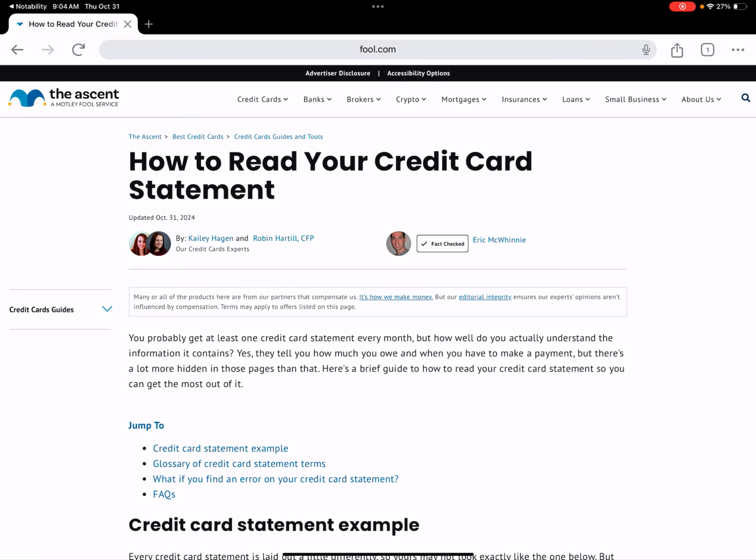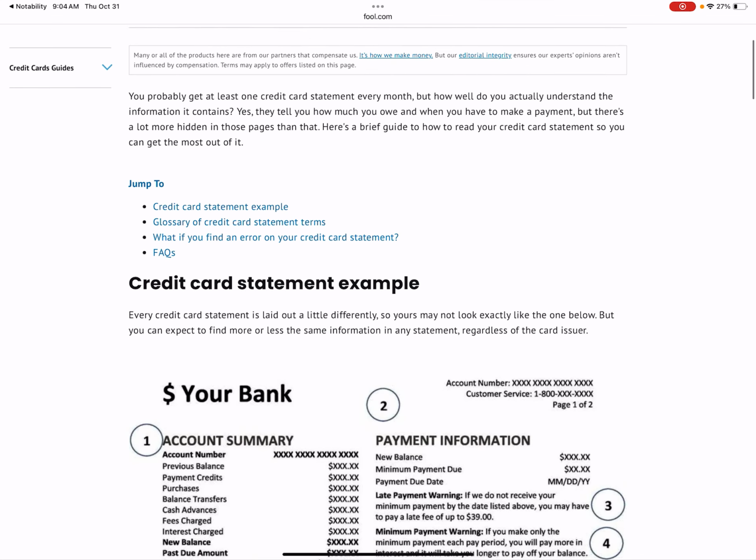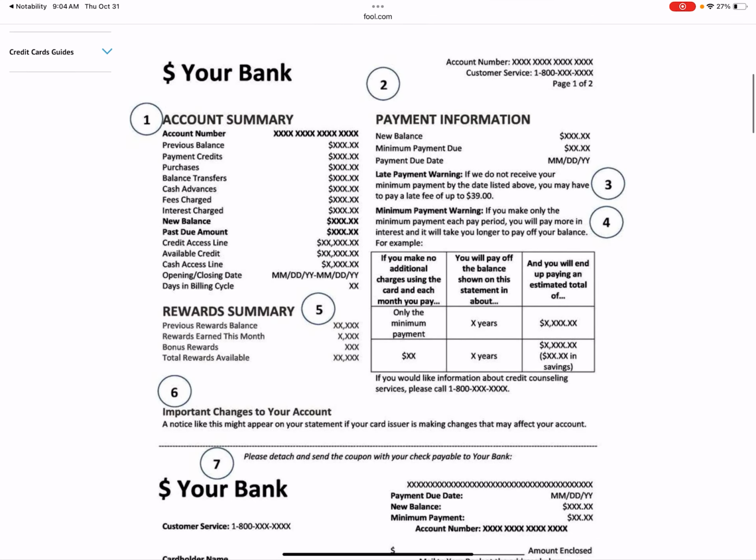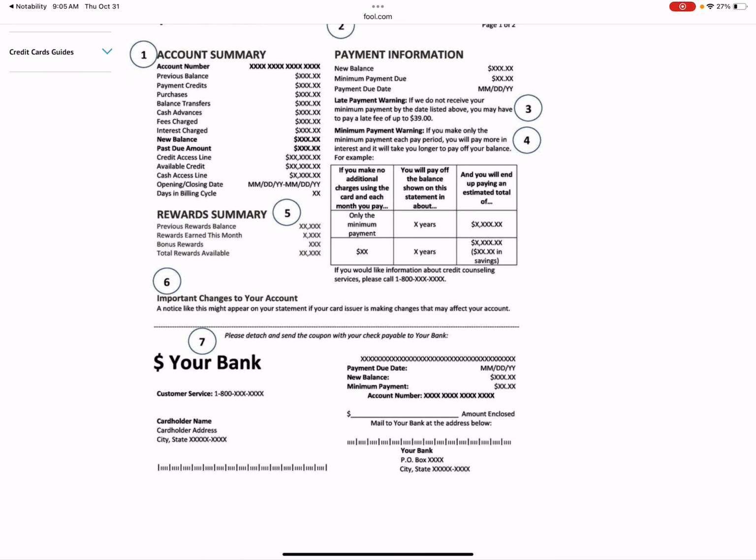So this link takes us to a how-to-read page, basically of what a credit card summary would look like. If you have a credit card, they would send you one of these every month just to update you on your account. You can see that it has the account number, your balance, how many credits you've paid, any purchases you've made, all the things that go into keeping track of your money on your credit card. If you have any rewards, number 5 here shows us any rewards you may have earned.